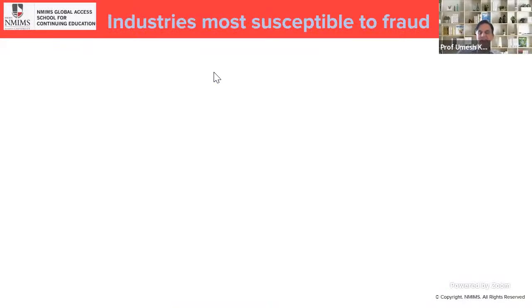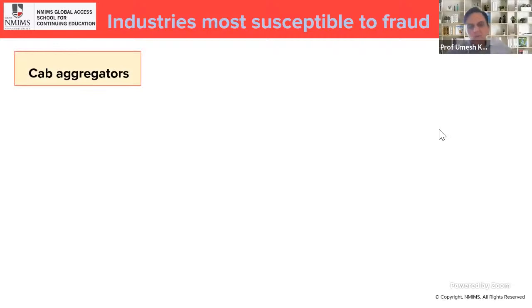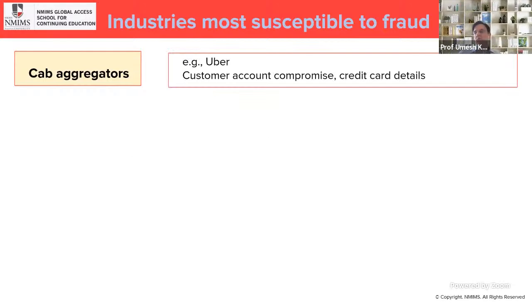So, who is susceptible to fraud? Everybody. Which industry is susceptible to fraud? Practically all. But the most susceptible, because they deal with cash day in and day out, are your cab aggregators, your Ubers of the world, because they have the credit card details given there, and they can be compromised faster than you think.